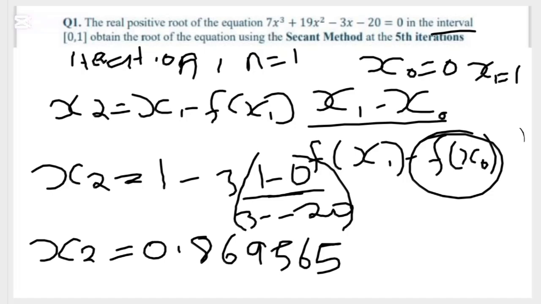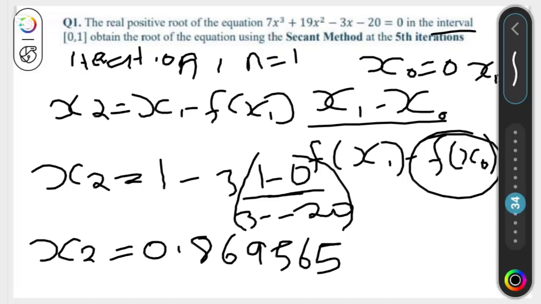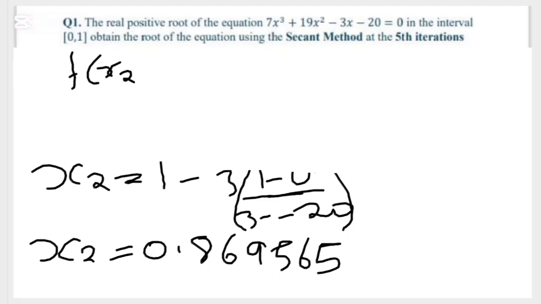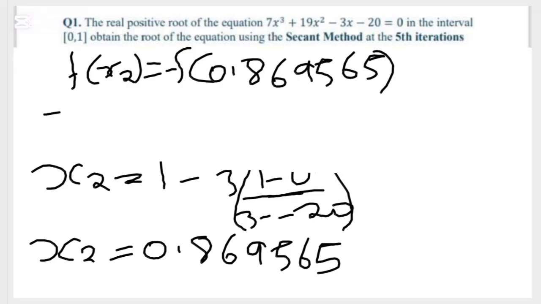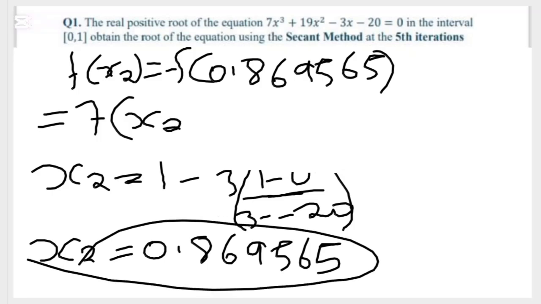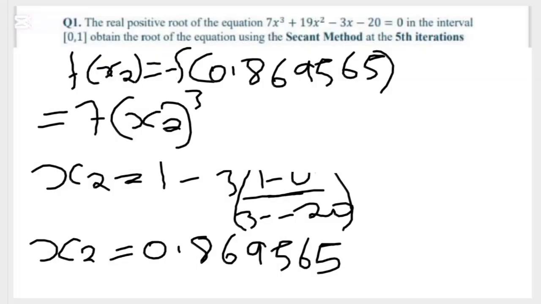So I'm going to find the function of x2 itself. What will be the function of x2? It is the same thing as saying the function of this answer, 0.8695 9565. So I'm going to substitute. I'll say 7, and instead of putting x, I'll put this value, the value of x2, to the third power plus 19.